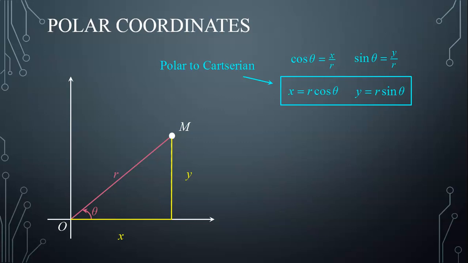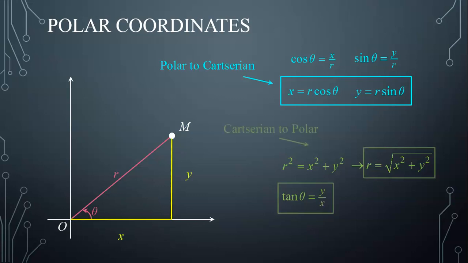Now, what if I wish to convert from Cartesian to polar coordinates? According to Pythagoras' theorem, we know that r squared equals x squared plus y squared, which leads to r equals the square root of x squared plus y squared. On the other hand, tan theta is the opposite side y divided by the adjacent side x. Both these formulas are in fact used to convert from Cartesian to polar coordinates.